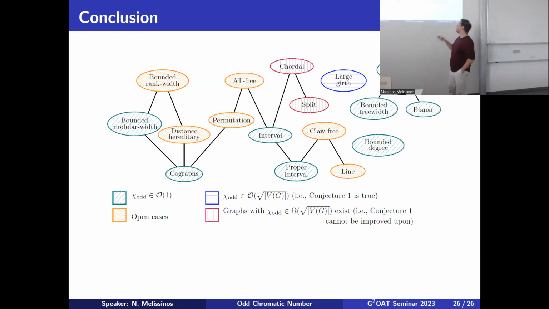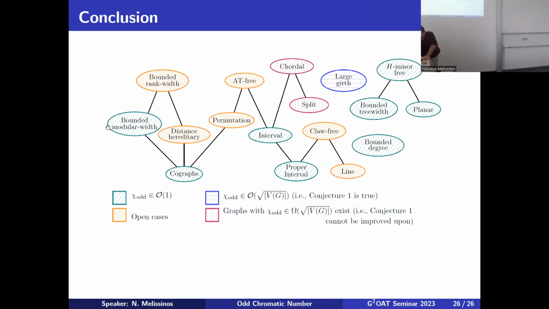And let me close with a nice image where we have most of the known results. I don't know if something is missing. So this color represents graph classes that have bounded odd chromatic number, and this one, and those two are the ones we proved in this work, and this one also. Those are open cases, the orange. The blue one is a graph class where we know that the conjecture is true. Well, also the green ones, but those were already known, for example.